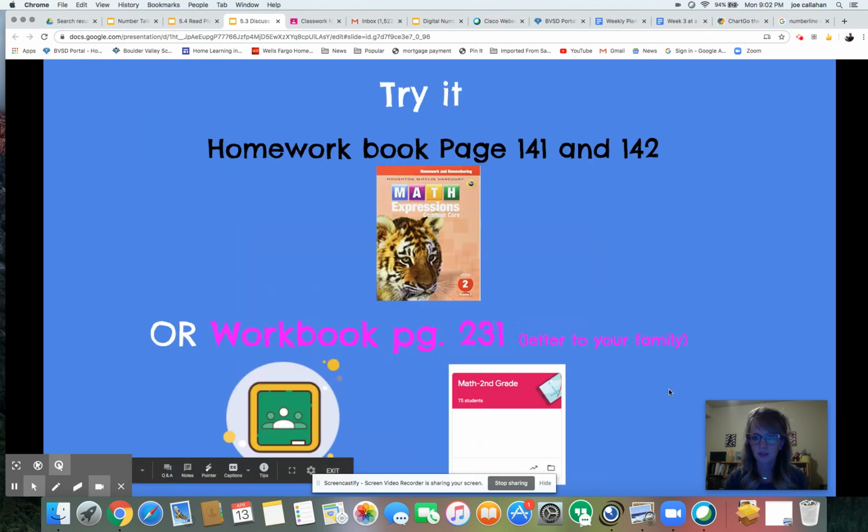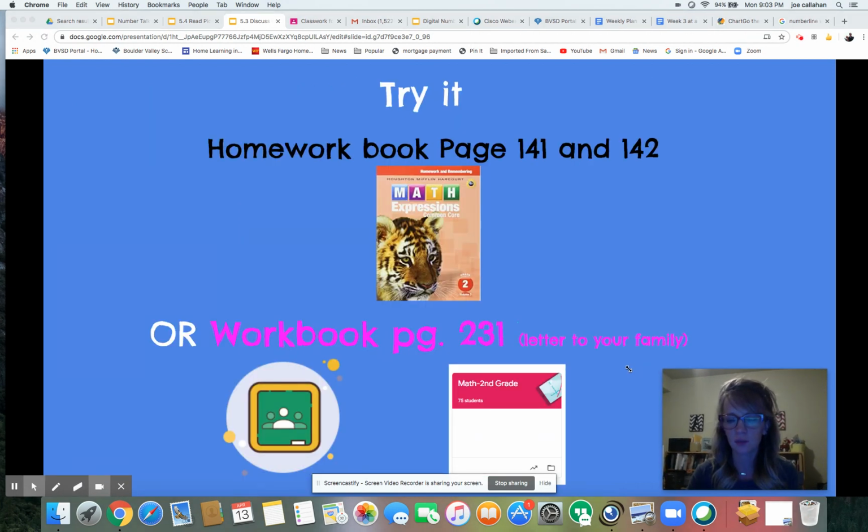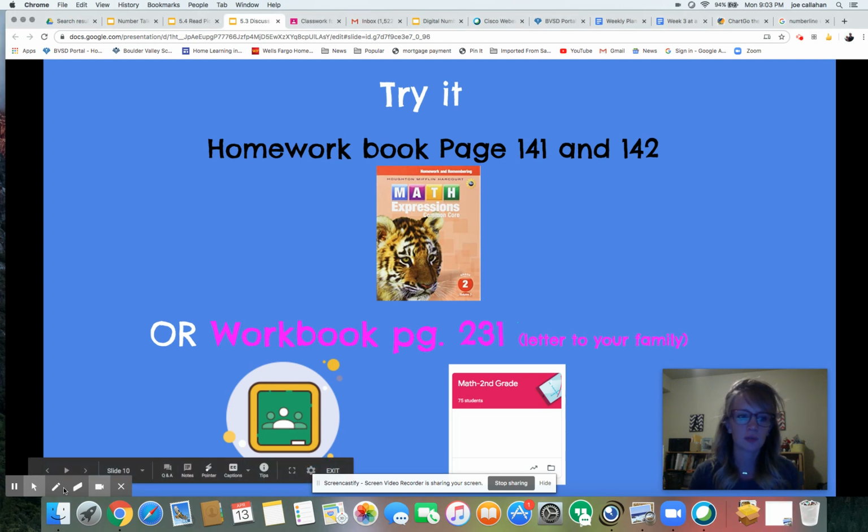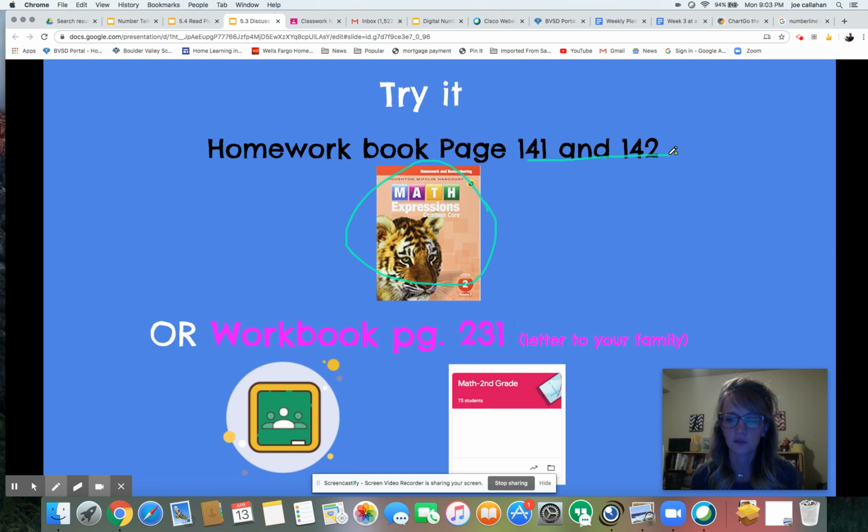All right, now Mavs, you're gonna go practice a little bit more reading, interpreting, and making pictographs on your own. So here are your choices. If you have your homework book handy, and it looks like this, you are going to go to page 141 and 142 for some extra practice. If you don't have your homework book handy or you'd like additional practice, you are going to go to page 231. Now, this one is just a letter to your family.